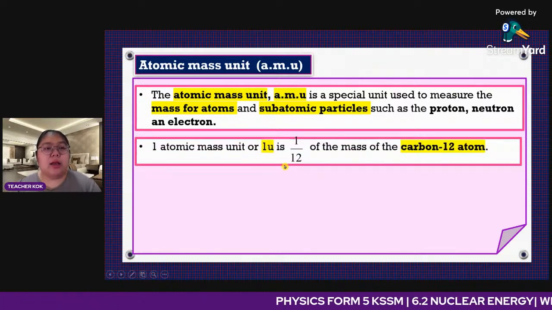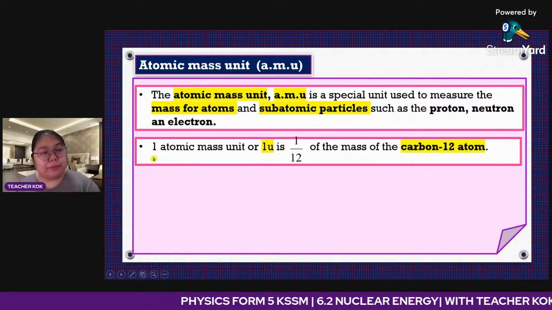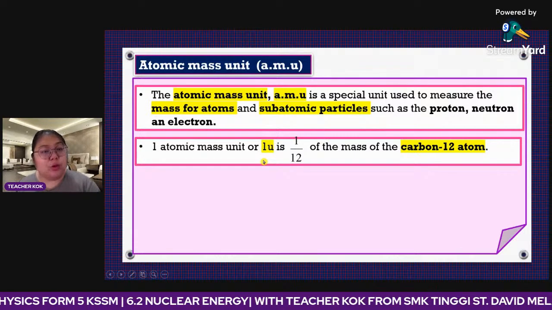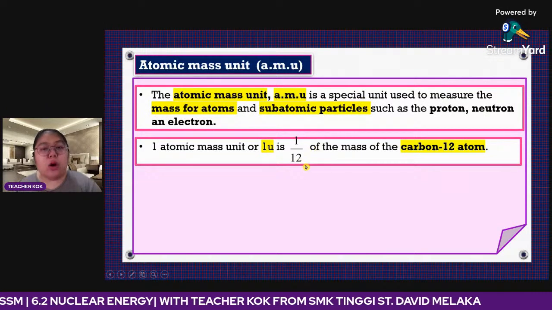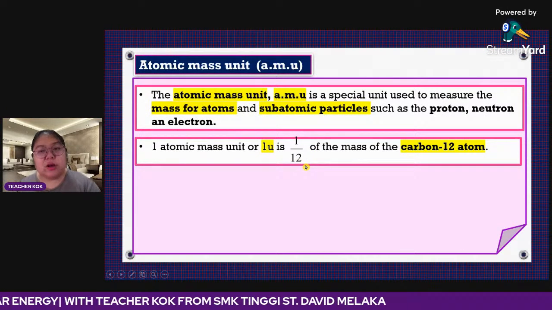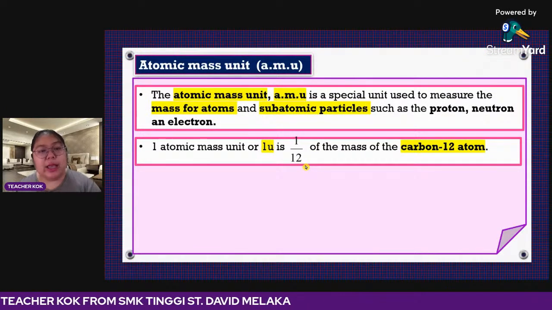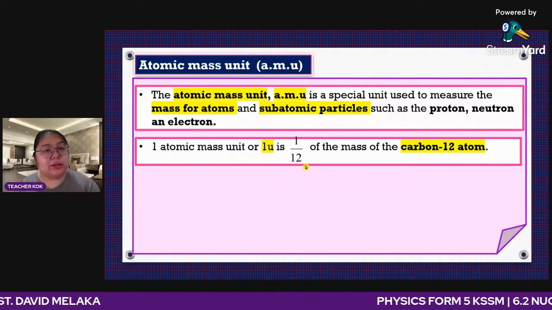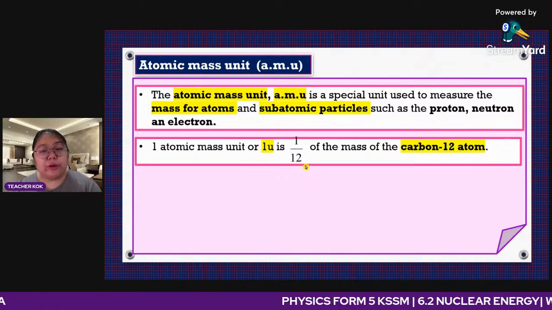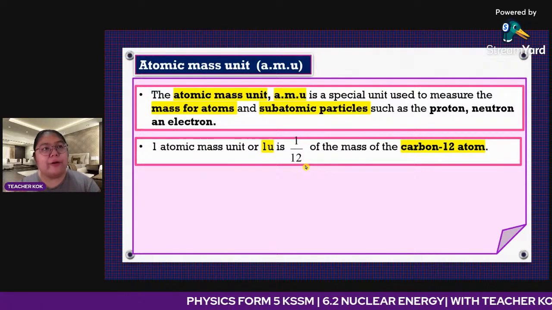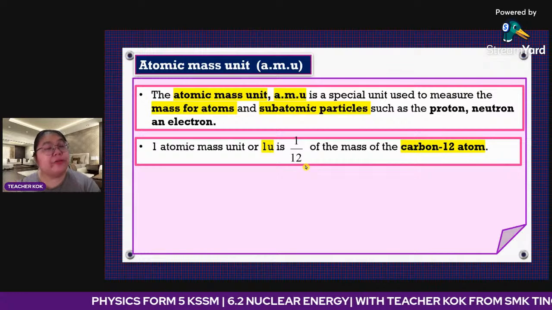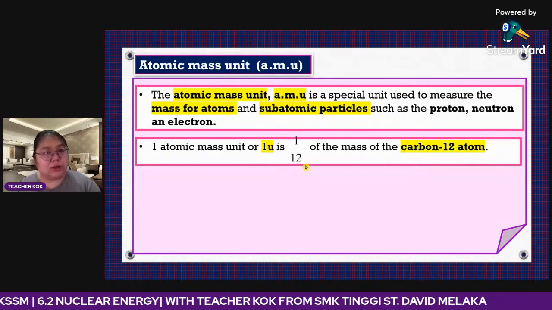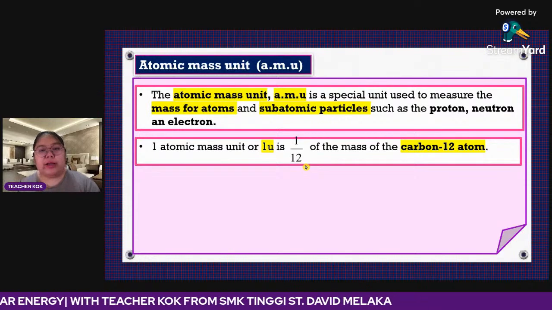So from here, one atomic mass unit, 1 AMU or 1U, is 1 over 12 of the mass of the carbon. Okay, so we use carbon as a standard. So if you want to calculate the mass of 1 unit of the atom, it is 12 times smaller than the carbon-12 atom. Okay, now we go to check.